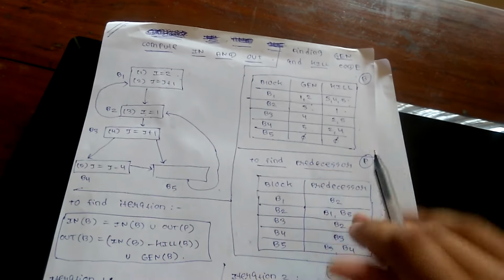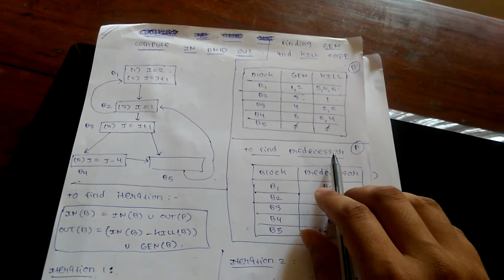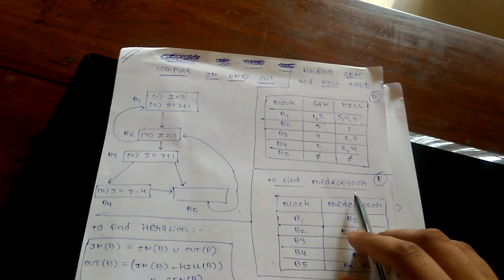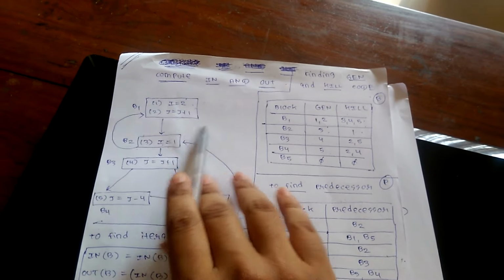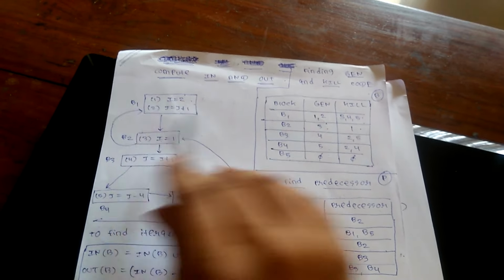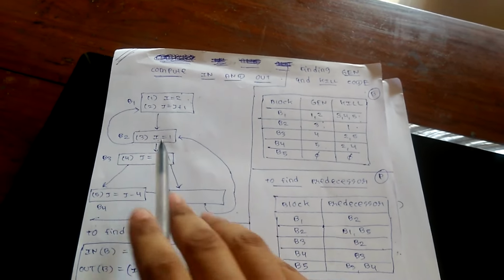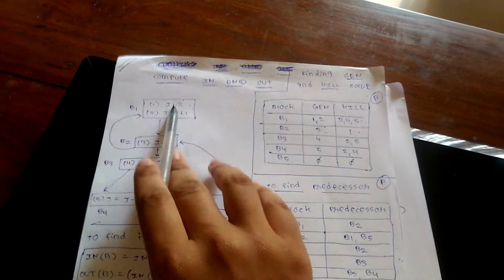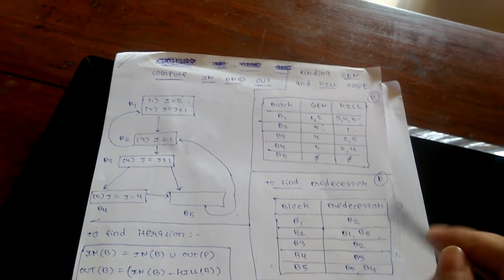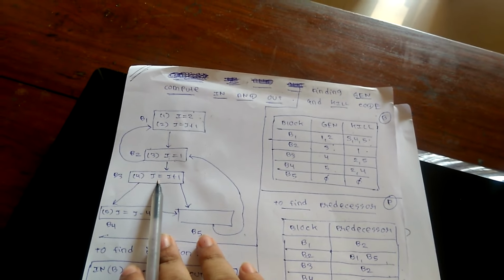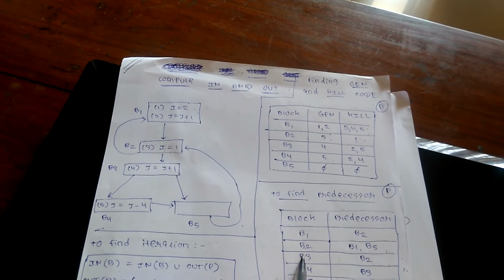Okay. Now the second step is to find the predecessor. Predecessor basically is the incoming edges. So in block B1, which is incoming? B2. B2 is coming to B1. So we will put the predecessor of B1 as B2. Now in B2, which edges are coming? B1 and B5. So the predecessor of B2 is B1 and B5. In B3, what is coming? B2 is coming. So predecessor of B3 is B2.